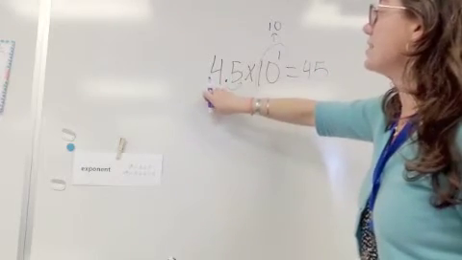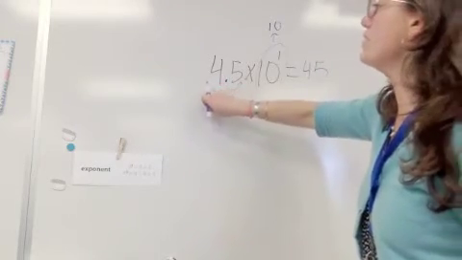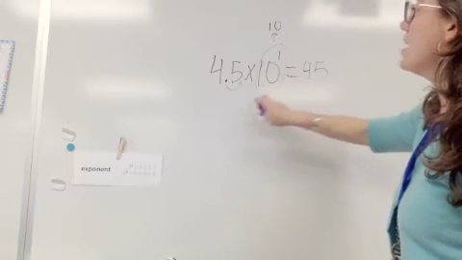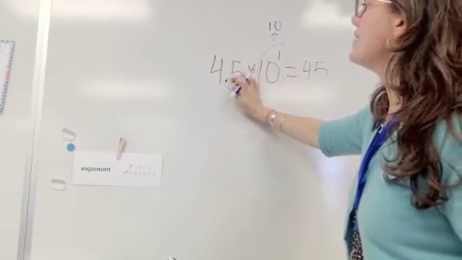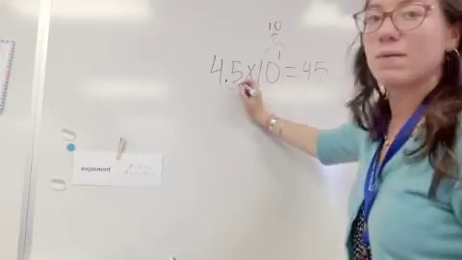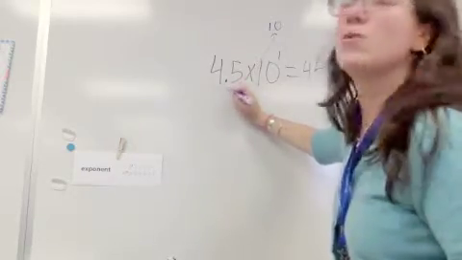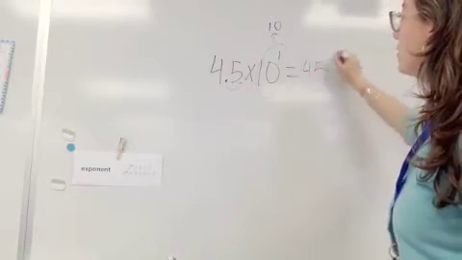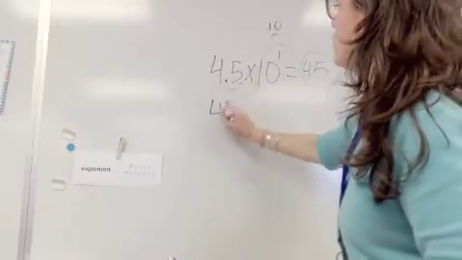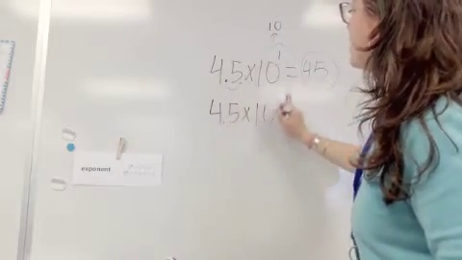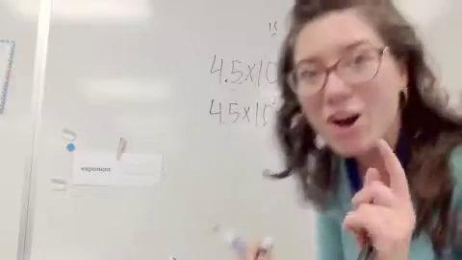What was in the ones place goes to the tens place for 40, and what was in the tenths, remember, the decimal gets moved to the ones for 45. All right? Now 4.5 times 10 to the second power. Use what you know. Go.